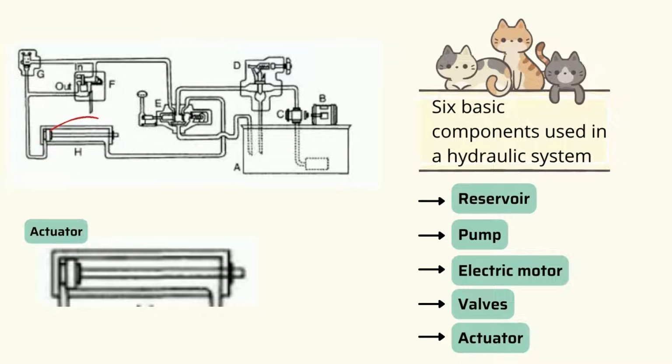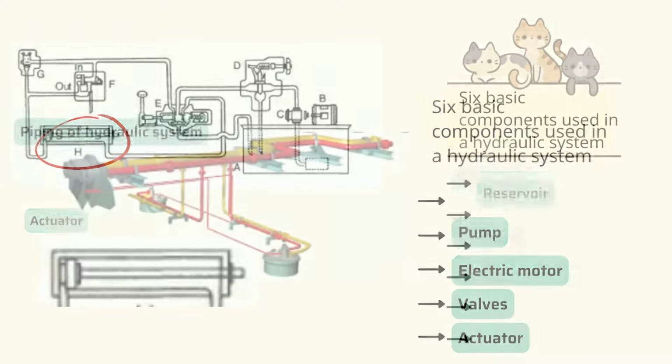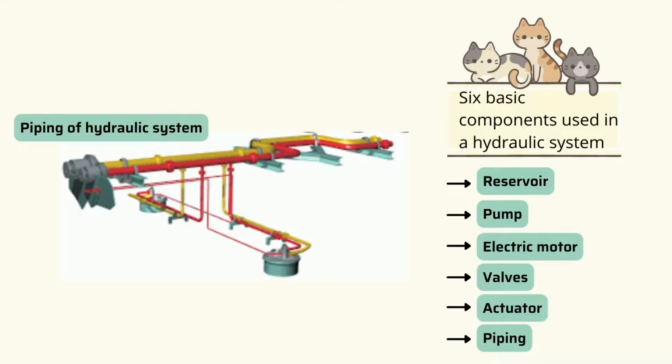The fifth component is an actuator. An actuator converts the energy of the liquid into mechanical force or torque to do useful work. Actuators can either be cylinders, which provide linear motion, or motors, which provide rotary motion. The sixth component used in a hydraulic system is piping. Piping carries the oil or liquid from one location to another.